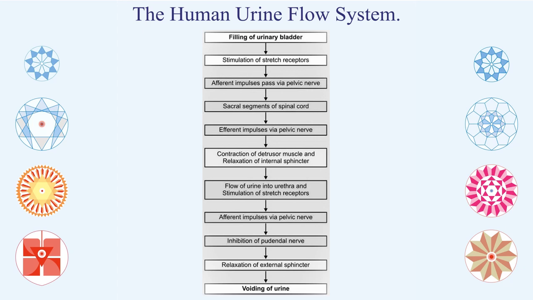Contraction of the bladder muscles and relaxation of the internal sphincter is the second part which is going to take place. All the nerves, whether autonomic or voluntary, pass efferent impulses by the pelvic nerve only. There is contraction of the detrusor muscle and relaxation of the internal sphincter, and as a result, urine flows into the urethra and stretch receptors are stimulated. As a result, afferent impulses go via the pelvic nerve, the pudendal nerve is inhibited, the external sphincter relaxes, and thereby urine is voided, or expulsion is done systematically.